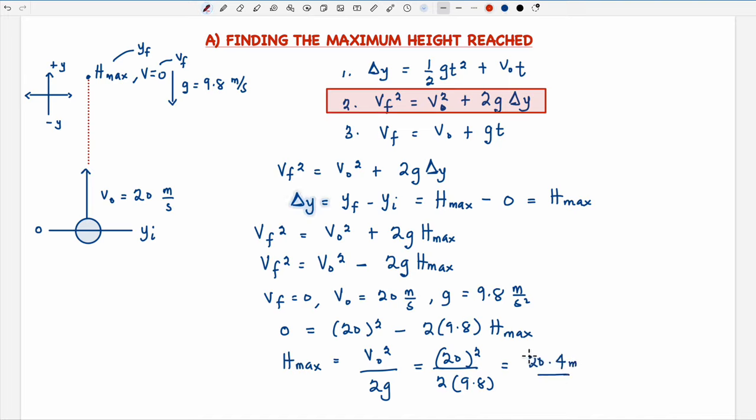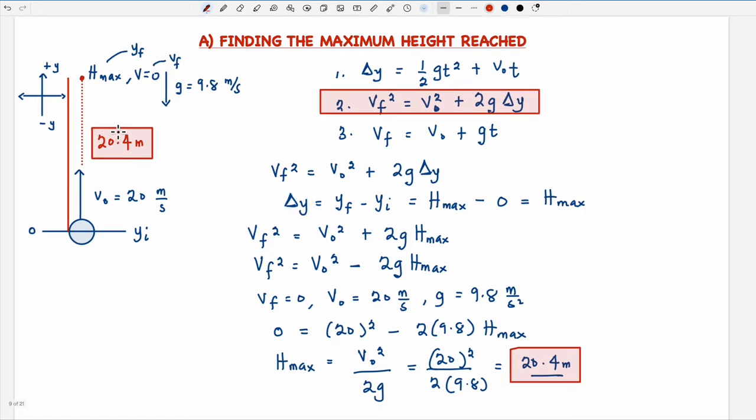So what this means is that this object, upon being thrown vertically upwards with some initial speed, is going to go 20.4 meters high. If you have any questions, please pause this video and then leave a comment down below. Let's look at the second part of this problem.